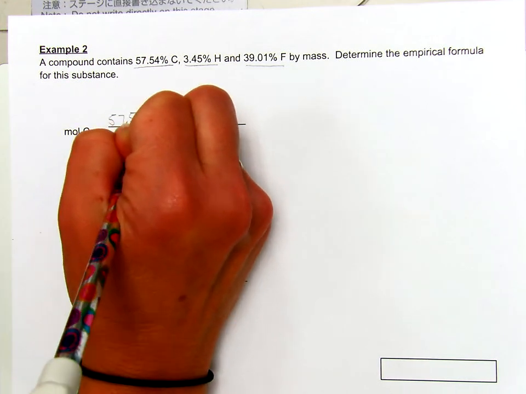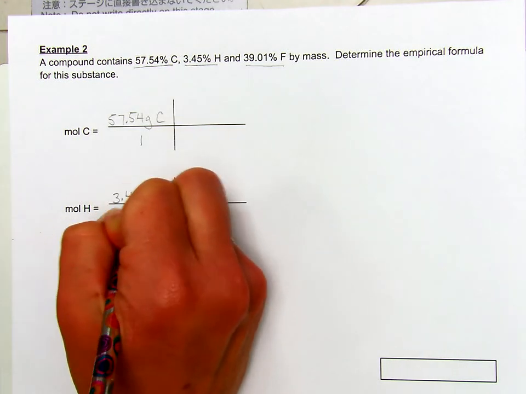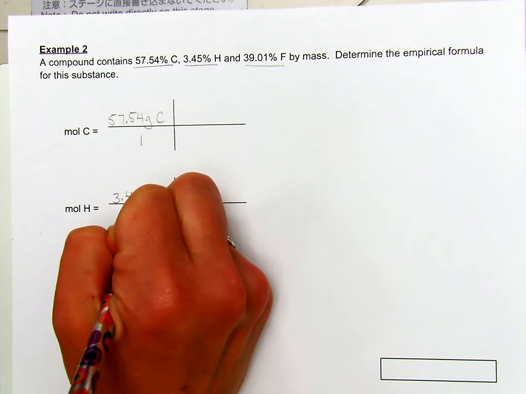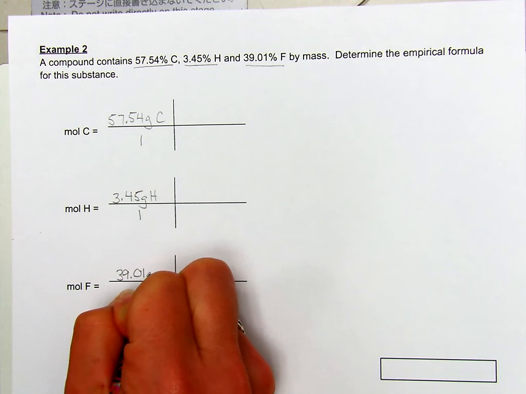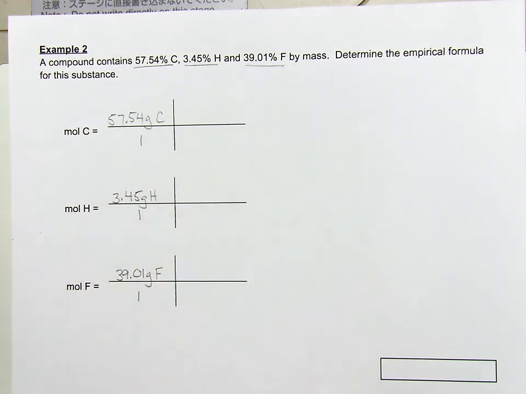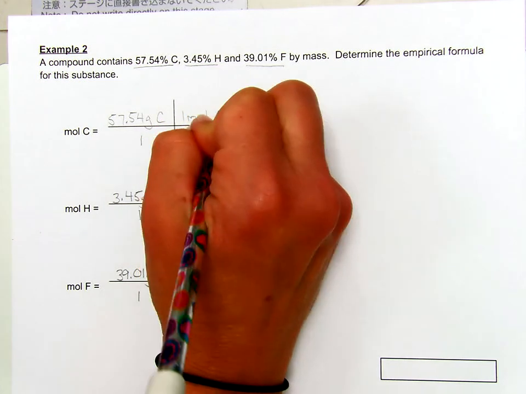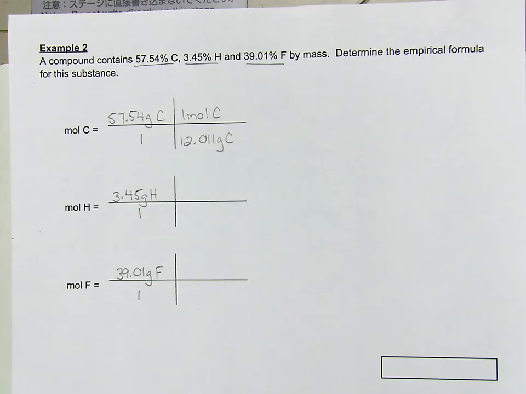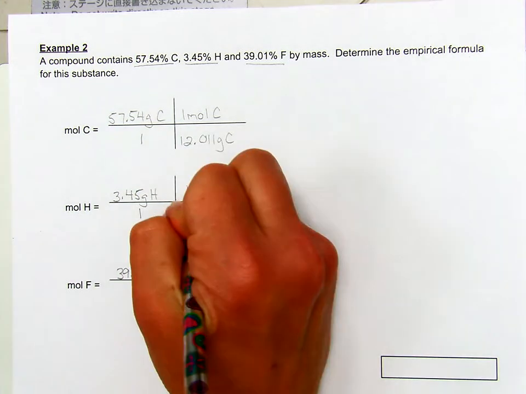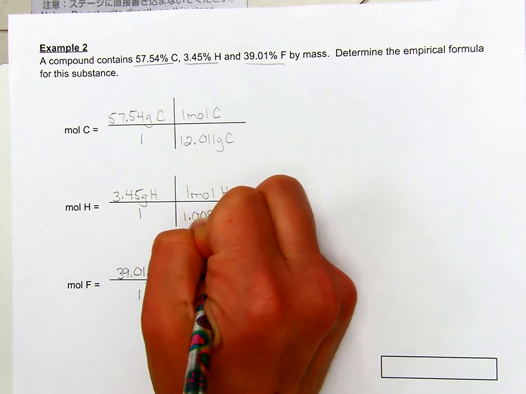So we'll take 57.54 grams of carbon over 1. I'm going to go ahead and set up all these. 3.45 grams of hydrogen over 1. And 39.01 grams of fluorine over 1. On the periodic table, we know that 1 mole of carbon is 12.011 grams of carbon. 1 mole of hydrogen is 1.008 grams of hydrogen.